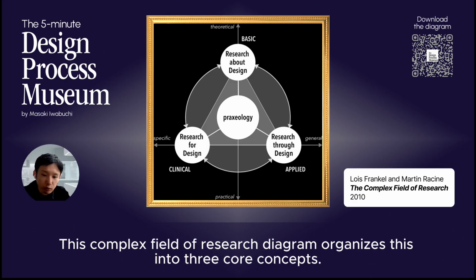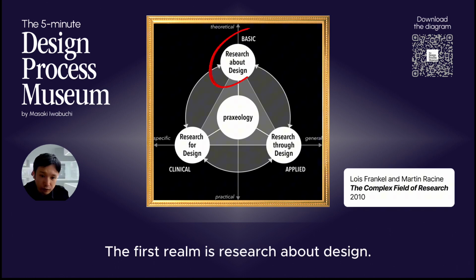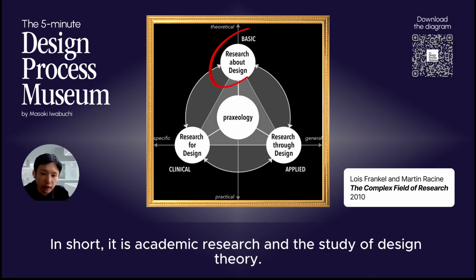This complex field of research diagram organizes this into 3 core concepts. Let's look at them one by one. The first realm is research about design. This is a study of design itself. In short, it is academic research and the study of design theory.